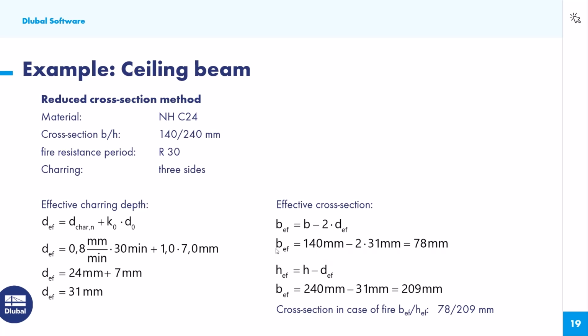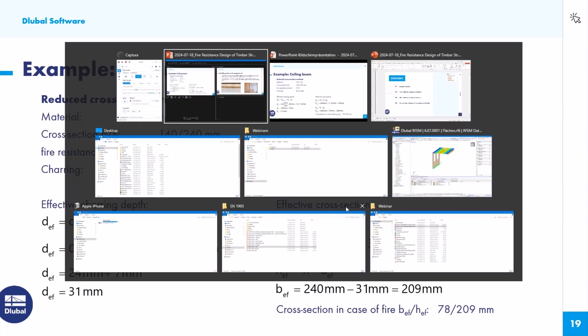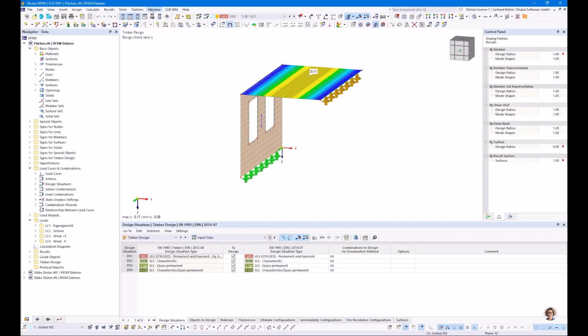Okay, now we take the 31 millimeters 2 times and reduce the width. And we get 78 millimeters for the width. For the height, 240 millimeters minus 1 times 31 millimeters equals 209 millimeters. Actually, it's really simple. Okay, then let's switch over to RFEM.